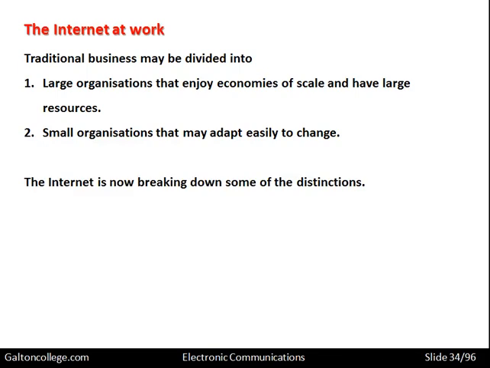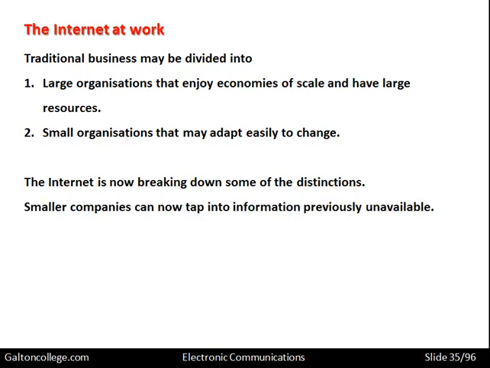Now the distinction between these is starting to break down because of the internet. Smaller companies can now tap into information that was previously unavailable. Smaller companies are able to get the information that in the past perhaps only large companies could find, or they had research departments, or they had specialist personnel who were constantly trying to find information and feed back information to the company to help them plan and so on. Now smaller companies can get access to high quality information, and they can do it by doing searches online. Sometimes they have to pay for access to particular databases, but it's still cheap.